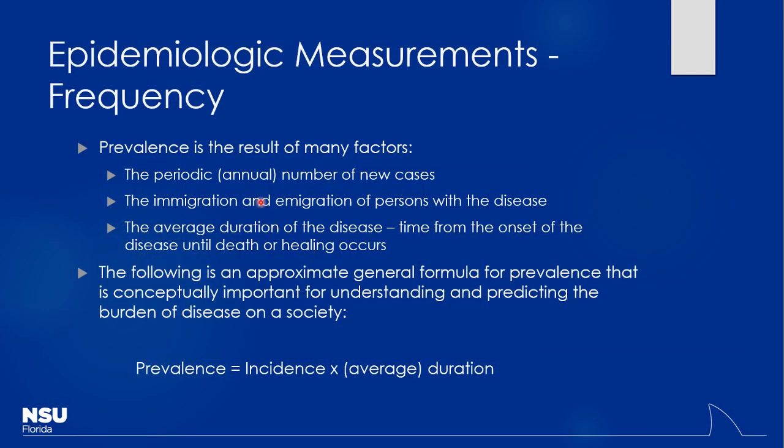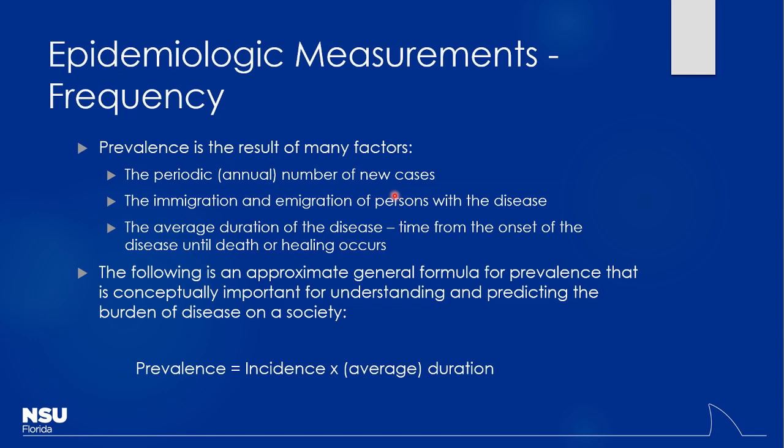So, as you mentioned, the prevalence is going to be the result of a lot of different factors here. So it could be the periodic or annual number of new cases that occur throughout the time frame. Depends on the immigration and emigration of persons with the disease. What does that mean? People moving in or out of the population.